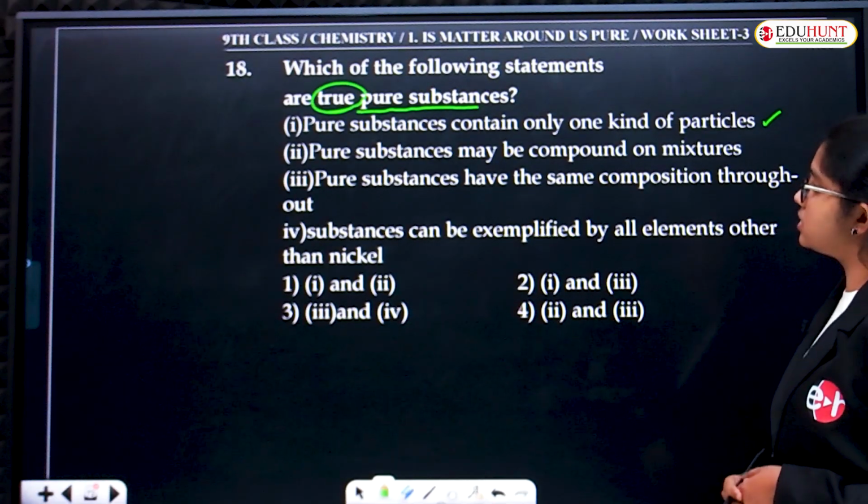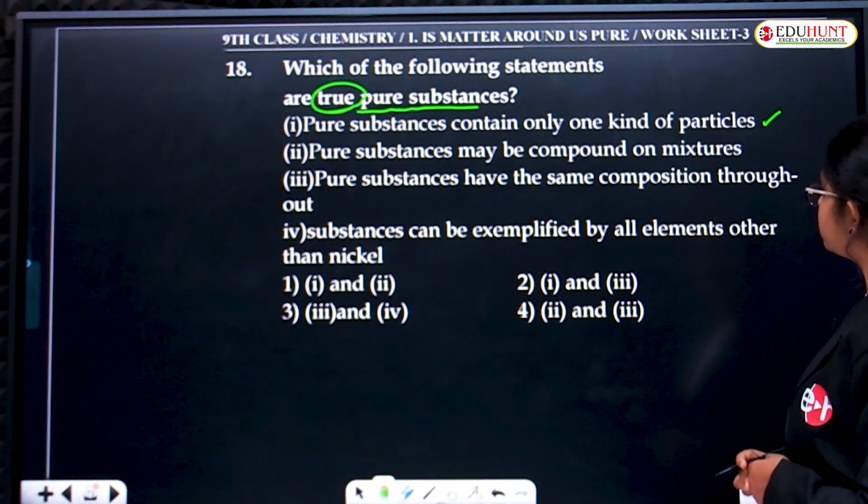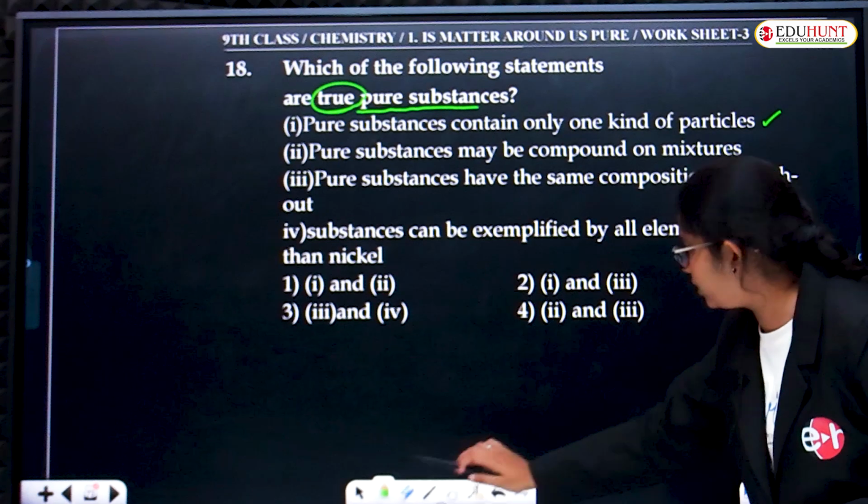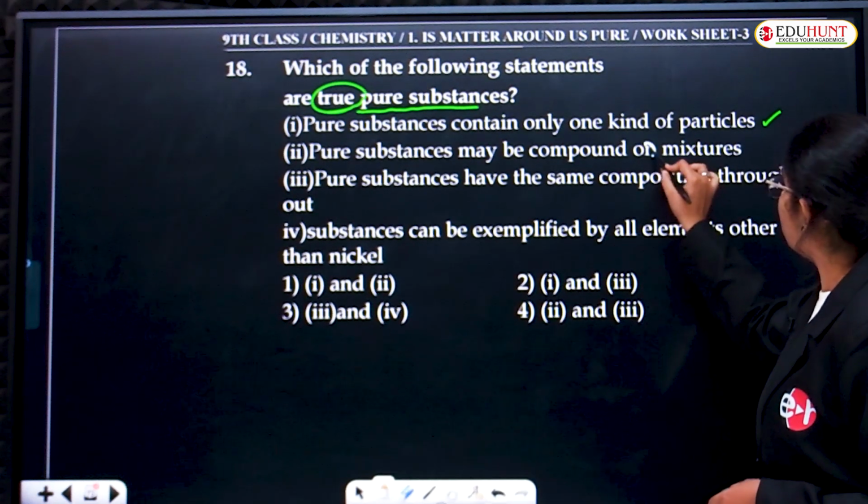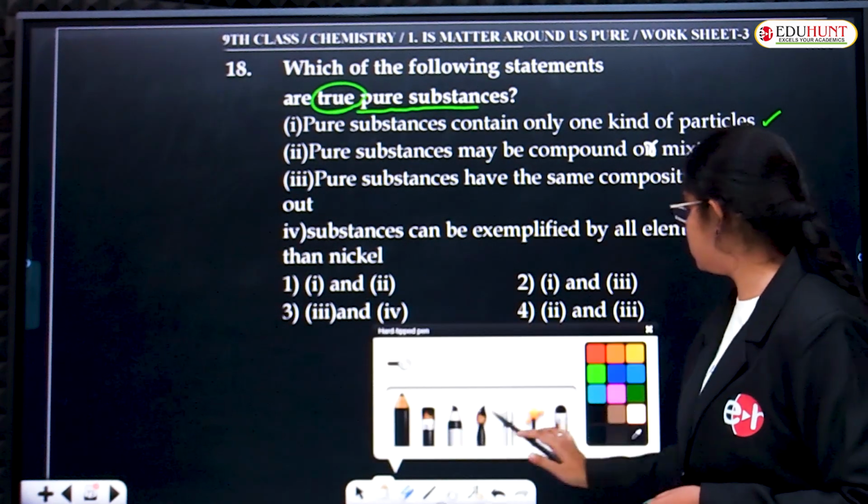Now, pure substances may be compound or mixtures. No, it is not 'or'. Okay, compound or mixtures, right or wrong?